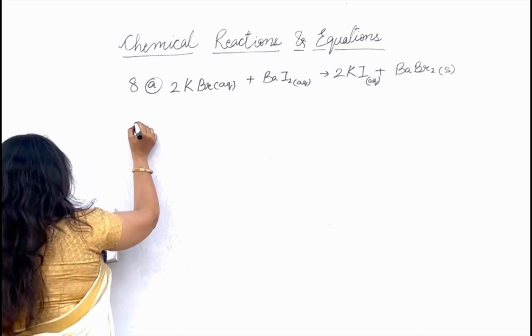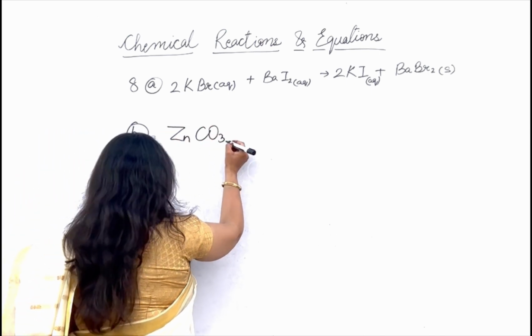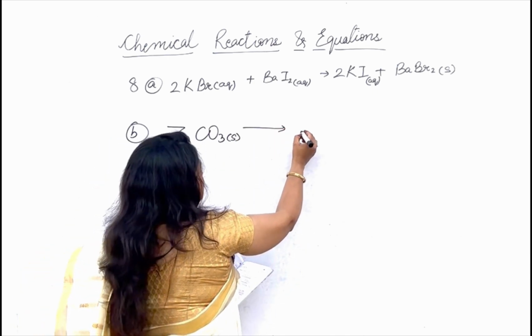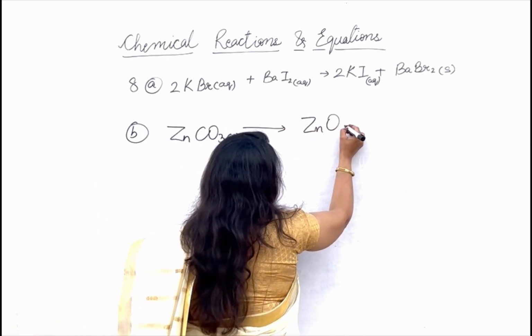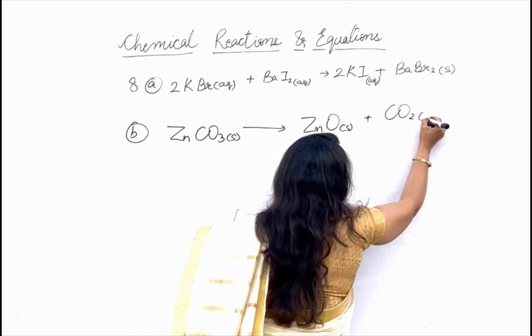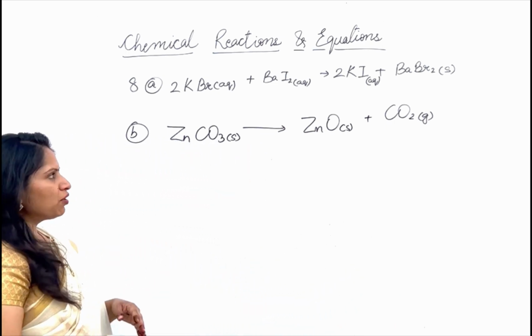Now, B part of the same question. Zinc carbonate, that is solid. When it's heated, it forms zinc oxide, that is again solid, and carbon dioxide gas escapes out. This is an example of which type of reaction?